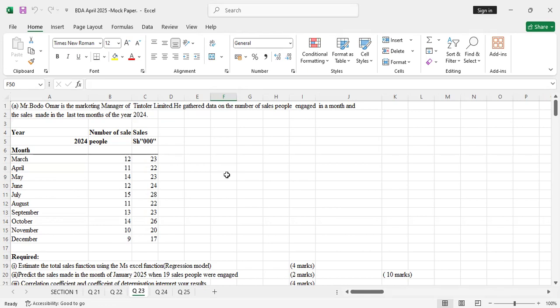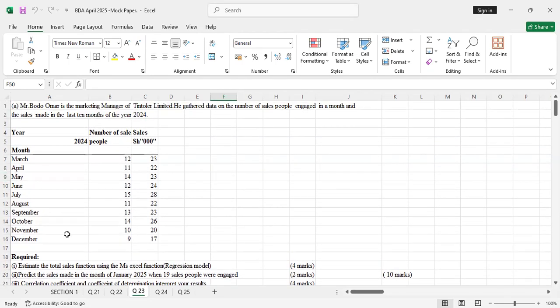So let me read the question. Question 23 had part A and B also, so I'll start with part A. Mr. Bodo Omar is the marketing manager of Tintola Limited. He gathered data on the number of salespeople engaged in a month and the sales made in the last 10 months of the year 2024.